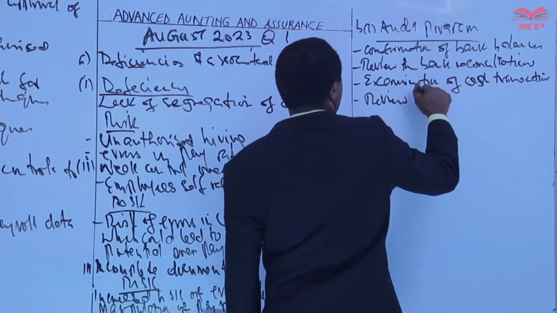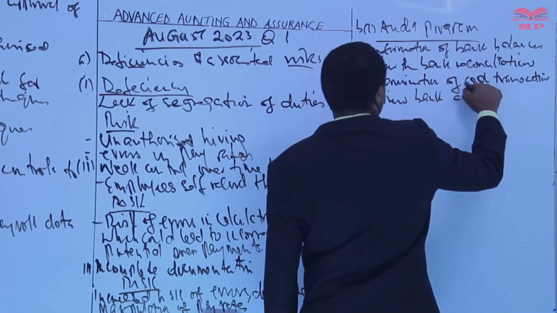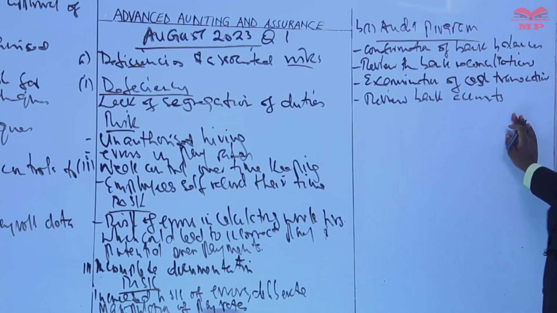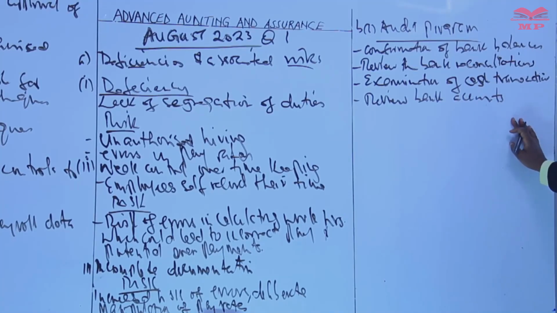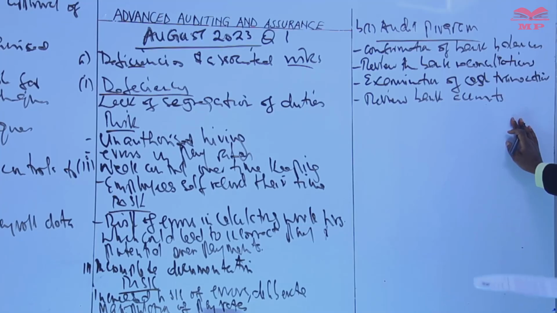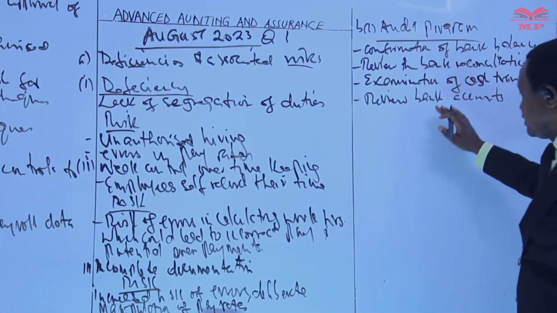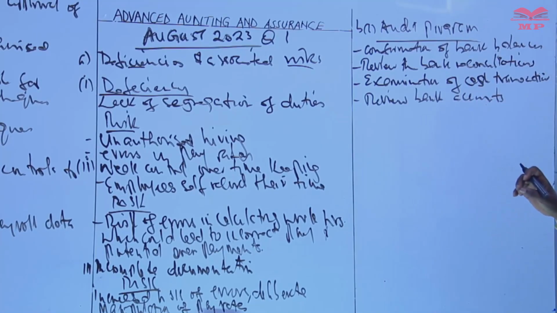Review bank accounts. The auditor may also just choose to review the company's bank accounts. First of all, you identify all the bank accounts maintained by the client. Then ensure that all bank accounts are properly reconciled. All bank accounts, in reviewing the accounts, should be reconciled. The auditor has to confirm that all the bank accounts have been reconciled.